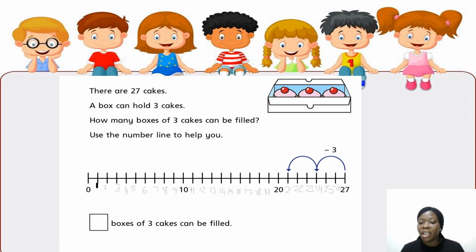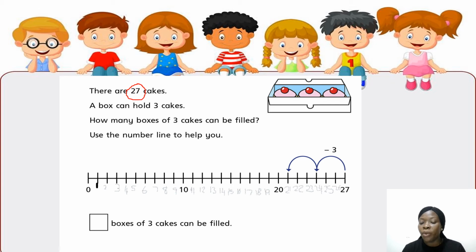Now, when we are dividing by 3 using the number line, we draw a number line that shows up to the total number that has been given. As you can see from this number line, we have 0 to 27. Why did we stop at 27? Because our total number of cakes is what? 27. Now we are going to do jumps of 3 backward to find how many boxes can be filled, because we're told a box can hold 3 cakes. Remember, we are learning to divide by 3.